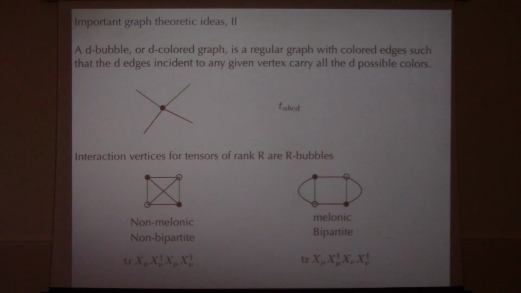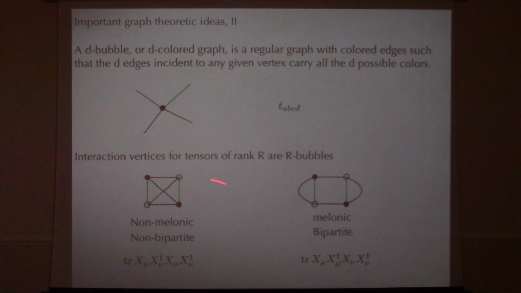Interaction vertices for tensors of rank R are bubbles. The idea is that in an interaction vertex, for each tensor field that appears, you associate a vertex in the colored graph. And for each index, you associate a color. And the way the edges are drawn corresponds to the way you contract the indices in the interaction. So it's a very natural way to depict interaction vertices for tensor models, giving the full structure of the indices in the drawing.